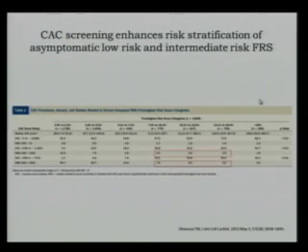For example, it turns out that in the lowest risk group, it's not much useful. But in the intermediate risk group, we're talking about a risk between 7.5% to 20% over the next 10 years, you find that the number needed to screen to detect an underlying significant burden of coronary artery calcium was only about 4 to 7. Okay, 4 in the highest risk and 7 in the lowest risk, between 7.5 to 10%.